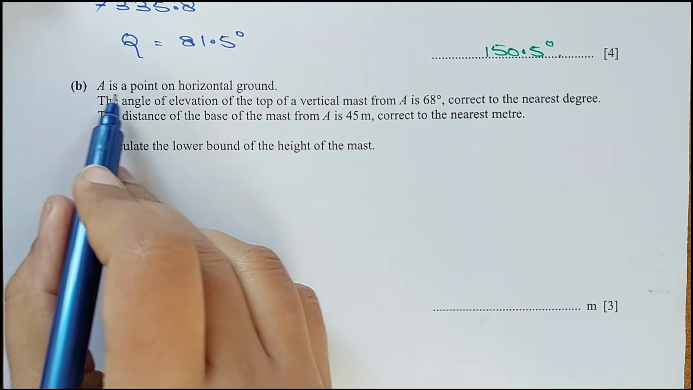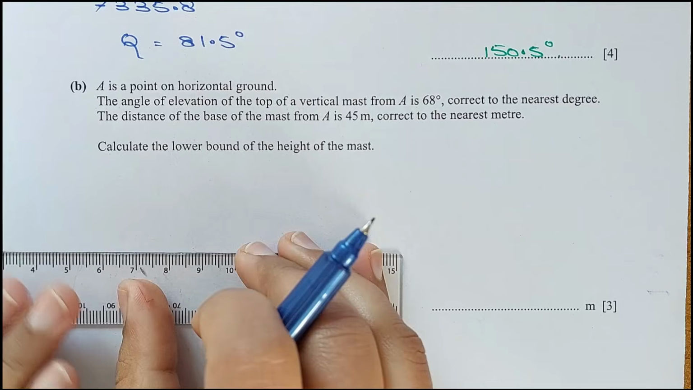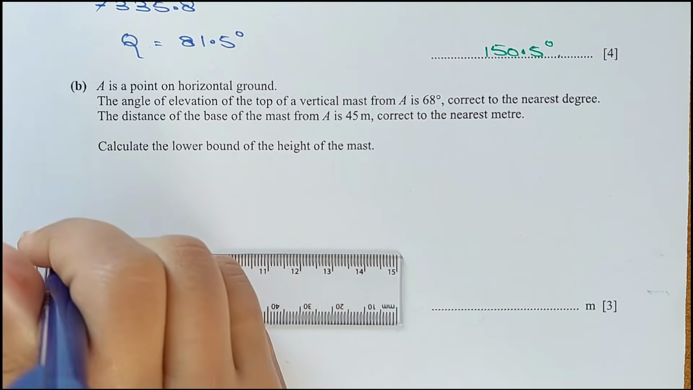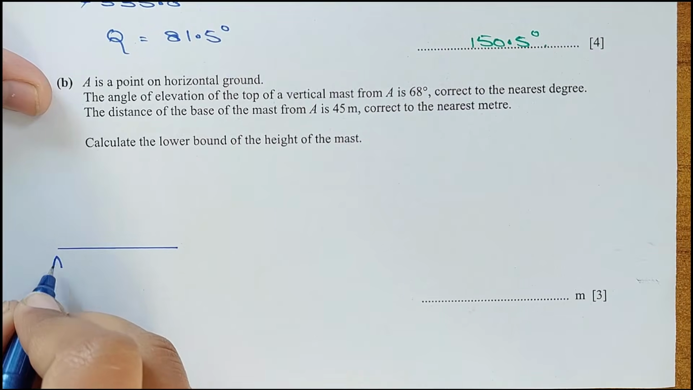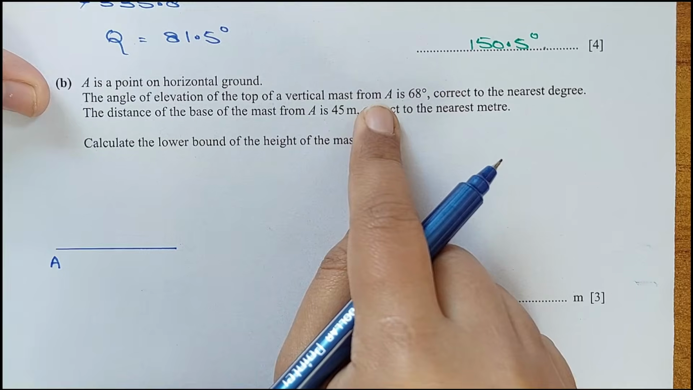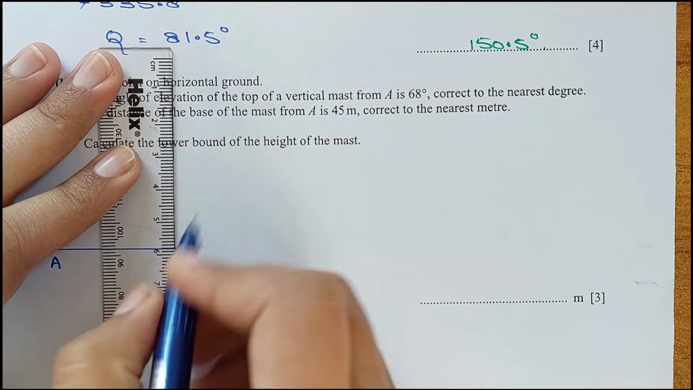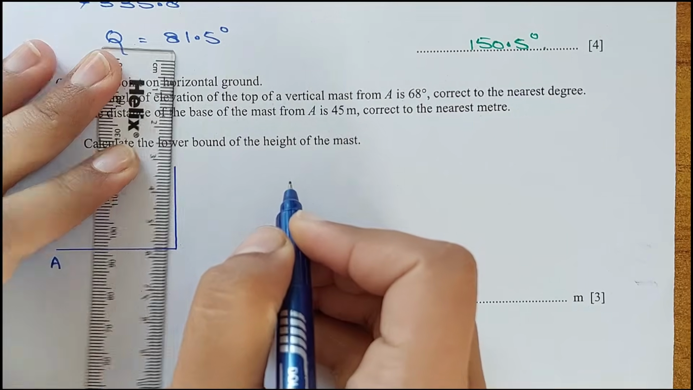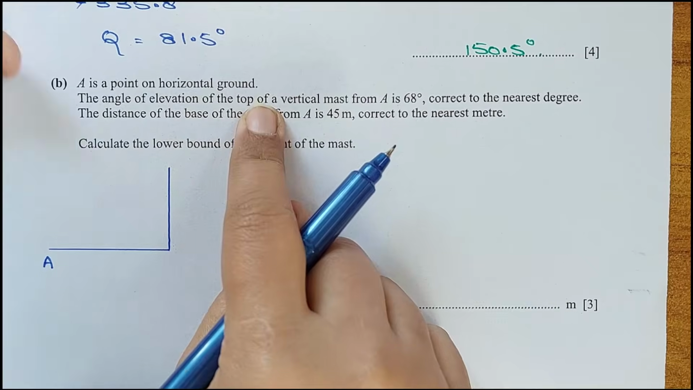Now for part B, A is a point on the horizontal ground. So this is the horizontal ground. Let me draw the point A. Let's say this is horizontal ground, the point is A. The angle of elevation of the top of the vertical mast from A. So this is the top of the vertical mast.